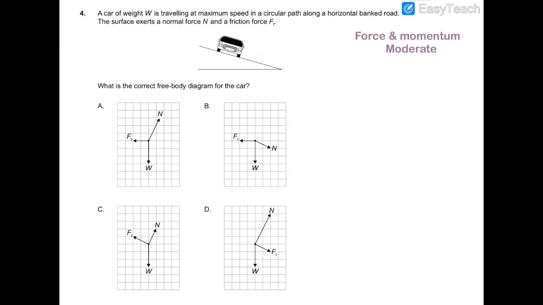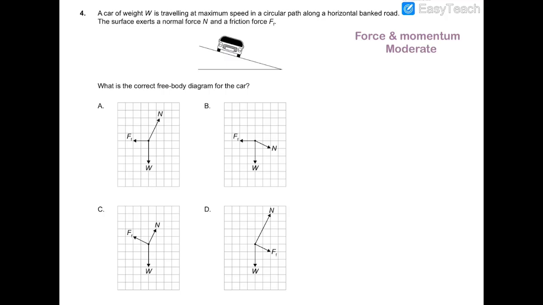In this question, you can see that there is a car of weight W. It is traveling at the maximum speed in the circular path along the horizontal banked road. The surface exerts a normal force and friction force, and we have to draw the correct free body diagram.